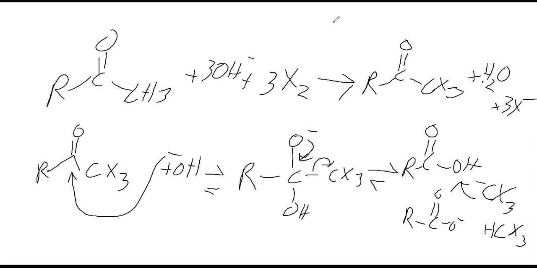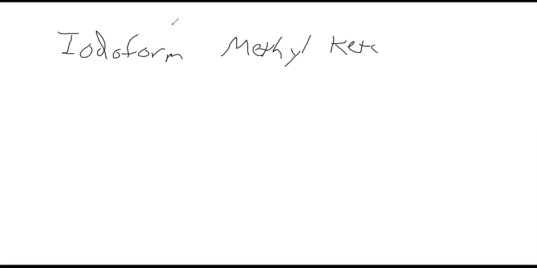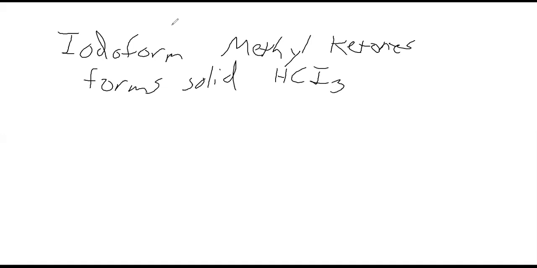Now, this is a method that can be used to identify methyl ketones. This is called the iodoform test. The iodoform test finds methyl ketones, forming solid iodoform, CHI3. But it can also detect secondary alcohols. It can also be used to form an acid from an alcohol.